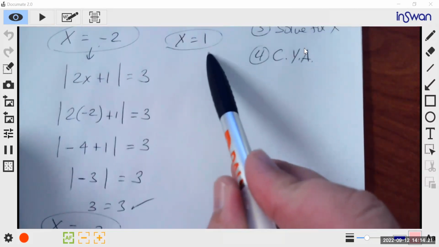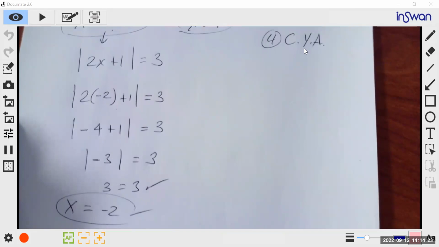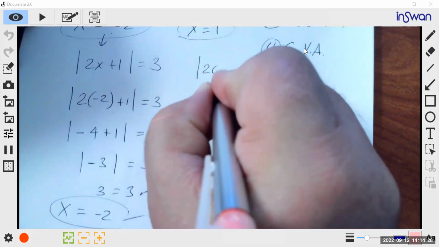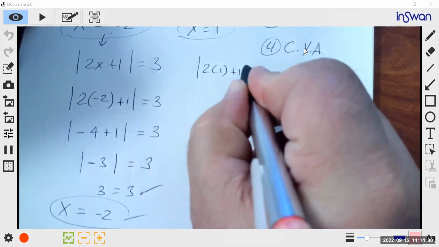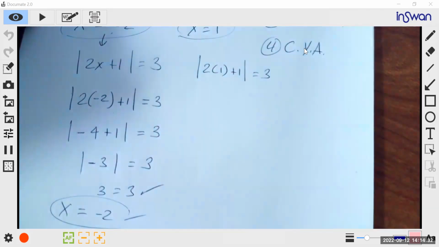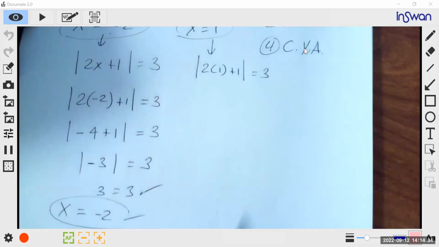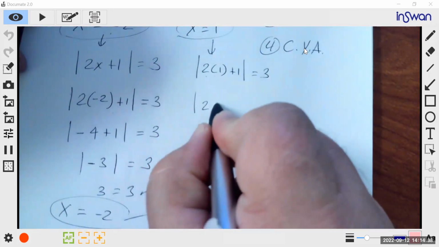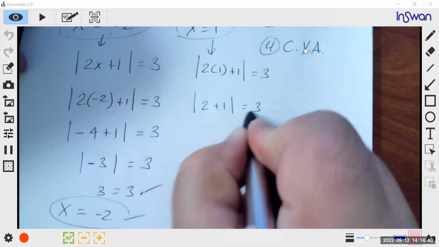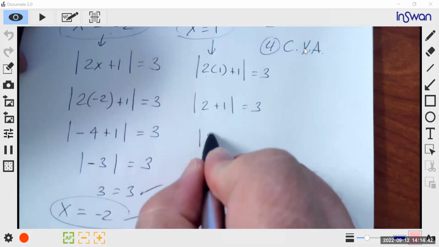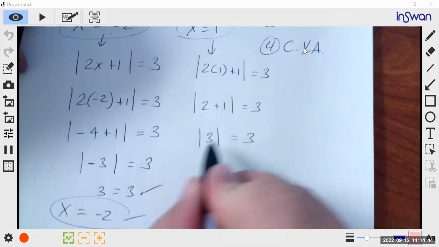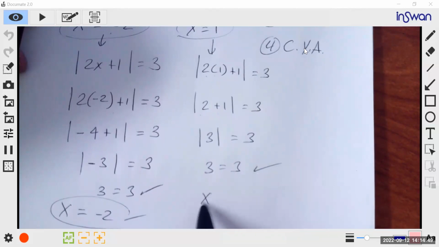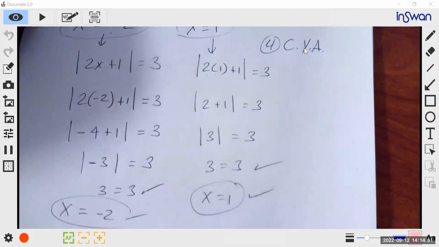Let's do the same thing with X equals 1. Anywhere I see an X, I put a 1. 2 times 1 is 2. 2 plus 1 is 3. Absolute value of 3 is 3, so it works. So X equals 1 is also a good answer. So those are my answers.